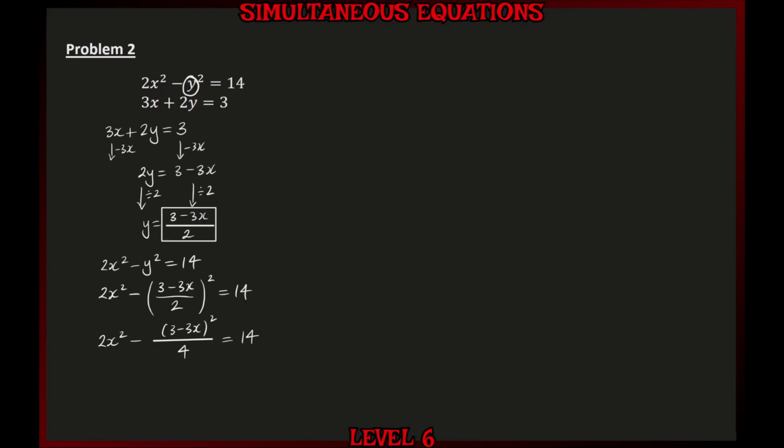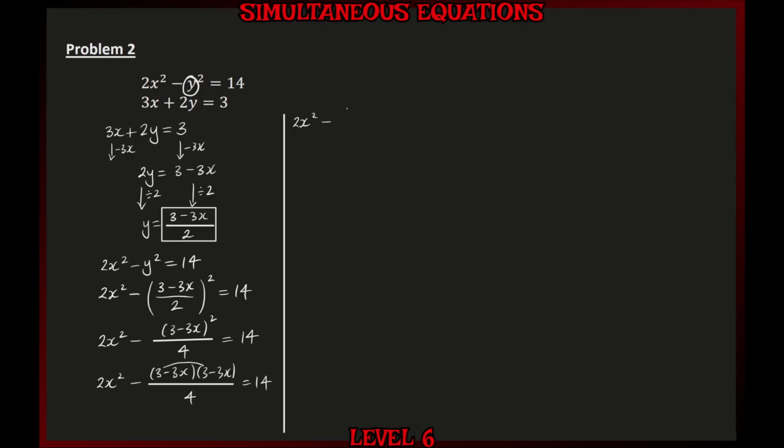I'm now going to try and expand the brackets at the top of the fraction. So we have 2x squared minus, and at the top of the fraction, the bracket is being squared, which means it's being multiplied by itself. So I'm going to write this as 3 minus 3x multiplied by 3 minus 3x over 4 is equal to 14.